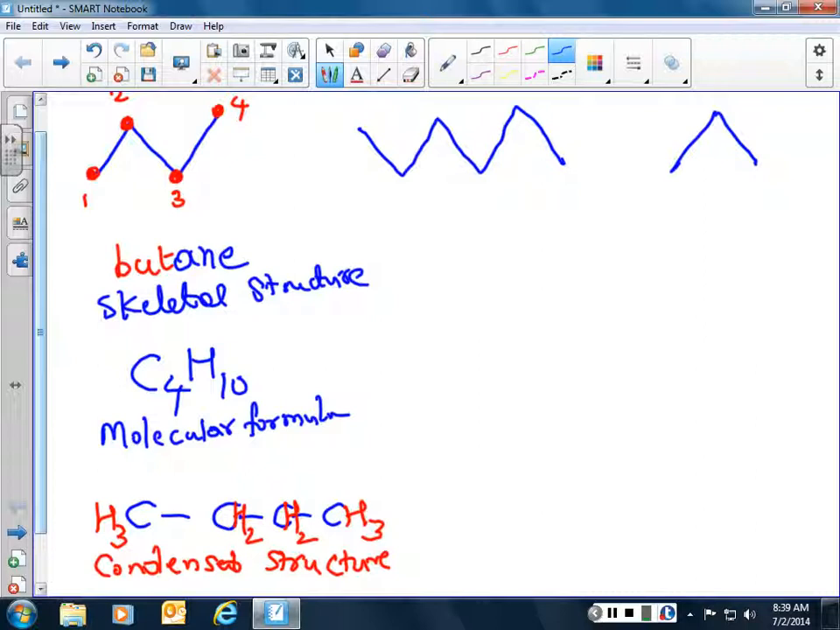Okay. So can you do this way? Next one, next two molecules. Do skeletal structure, molecular formula, and condensed structure. Write the name also.